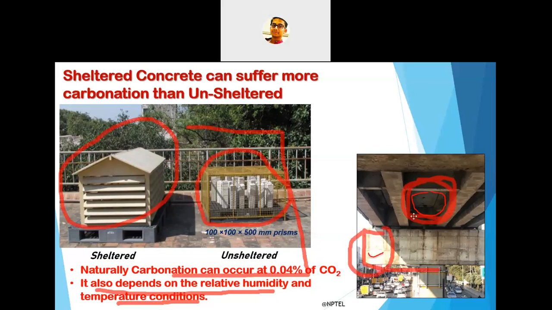In any normal conventional building which is not suffering from chloride induced corrosion, if the building is suffering from carbonation induced corrosion, the typical regions will be the shaded regions. Suppose you talk about a sunshade: below the sunshade you will find much more carbonation than on top of the sunshade, because below the sunshade there is no direct reach of sunlight, so the humidity will be more. Due to the presence of more humidity, more corrosion will happen.